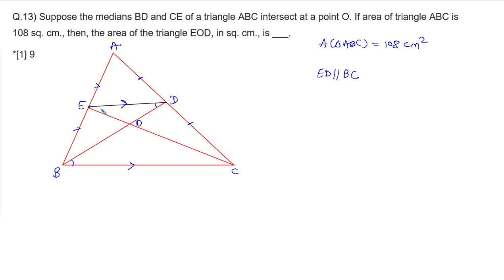Alternate angles, this angle is equal to this angle, alternate angles. So these two triangles are similar, everyone. These two triangles are similar, and the ratio of their corresponding sides is how much?